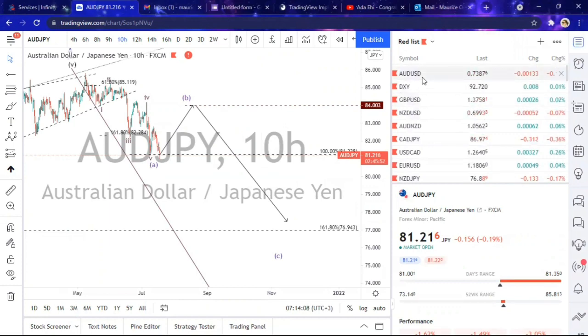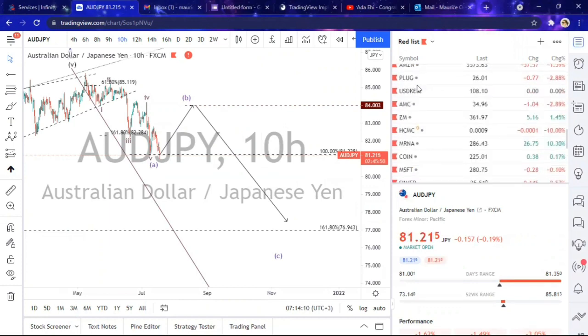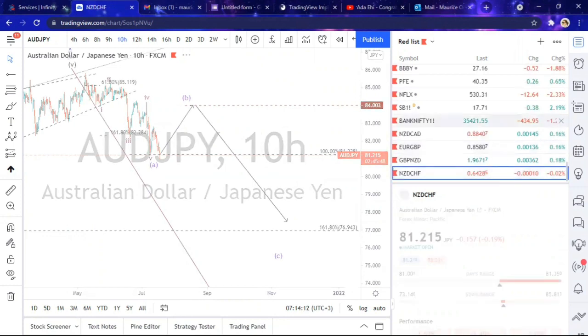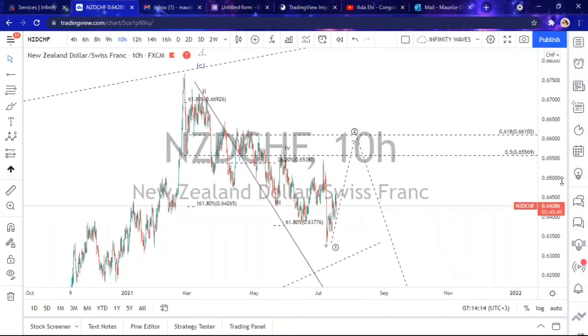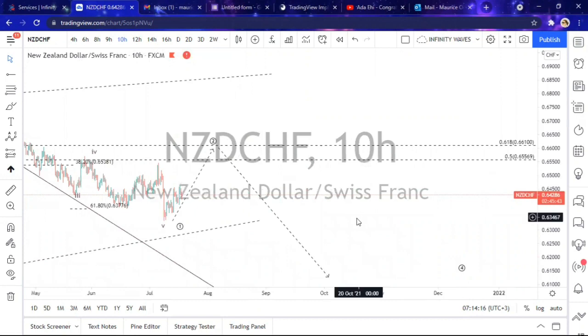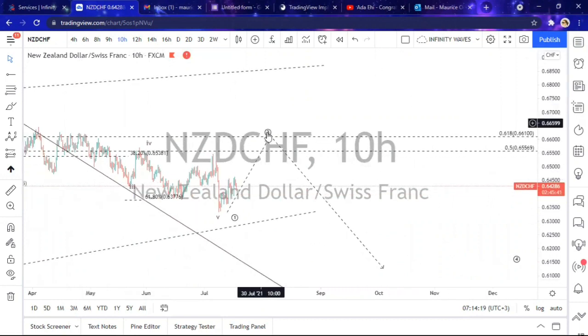The next pair I wanted to look at, New Zealand dollar, Swiss franc as well. We are in a corrective structure. Wait for this structure to come all the way to here at 0.2 here, then for the next drop. So at 0.66100 at this level, then the next drop down. So that's for New Zealand dollar, Swiss franc.